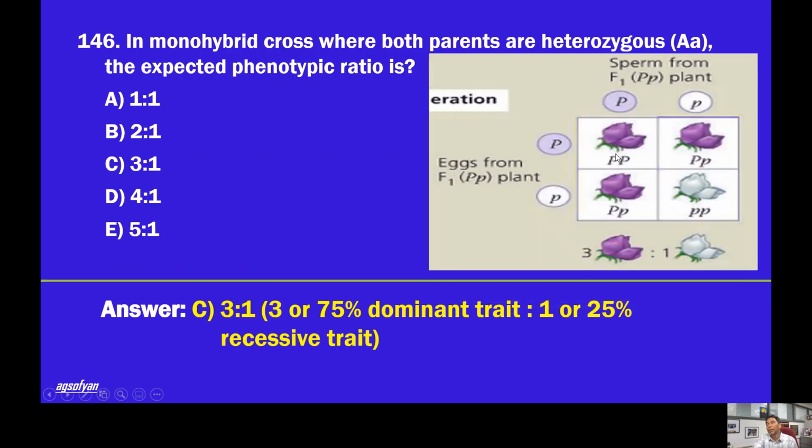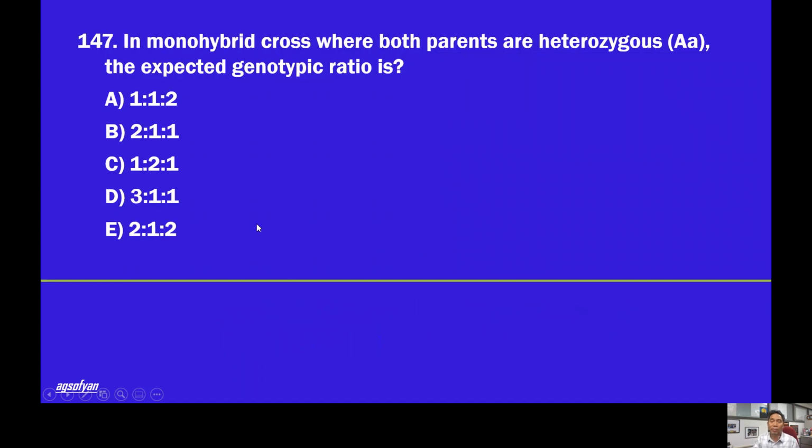If you see this one, the plant that has purple color is dominant against white color. When the heterozygous plants cross one another, then 3 of them will be dominant characters with the purple color, and the other one will be the recessive character, which is white color, 3 to 1.